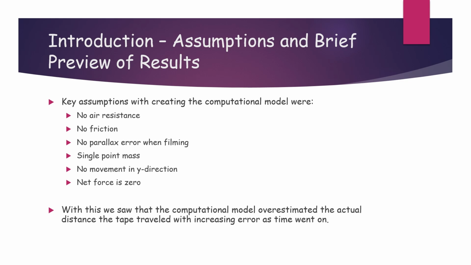However, we had to make several key assumptions when creating the computational model. It was assumed that there was no air resistance, no friction, and no parallax error when filming. It was also assumed that the roll of tape could be represented by a single point mass, that there was no movement in the y direction, and that the net force on the tape was zero.